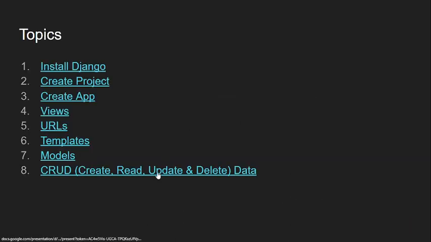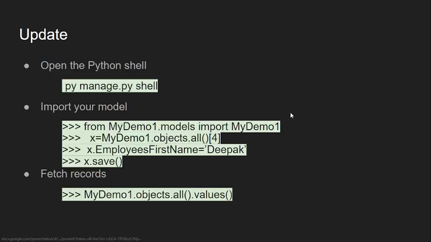So today, as earlier we were talking about CRUD operations, we had talked about create, read. Now we'll be working on the update operation. So we'll keep it simple, and this is the simple example that we are going to do. We are going to start the Python shell, then import your model, then fetch the records, and that's what we are going to do in this demo.